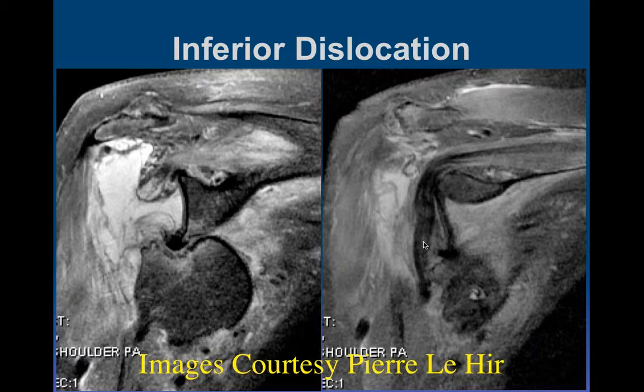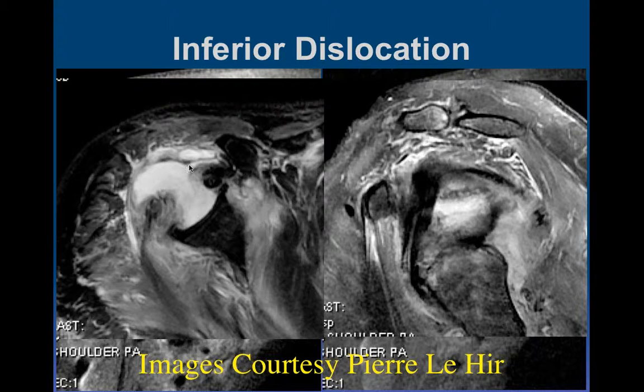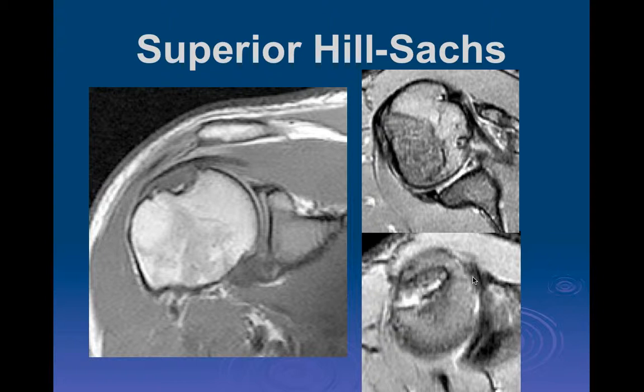Sean, does this look like a normal case? No, I think it's another abnormal case. Yeah, okay. And it looks like there's an inferior dislocation, as it says, and the humeral head then is impacted on the inferior portion of the glenoid. Yeah, and again, you can see the acute marrow edema associated with this, the empty glenoid area, and all the soft tissue swelling and edema around it.